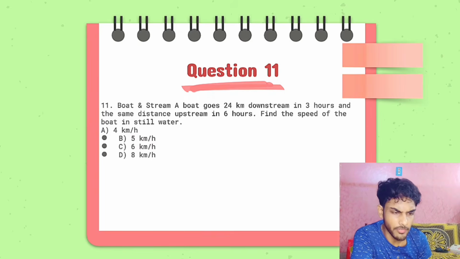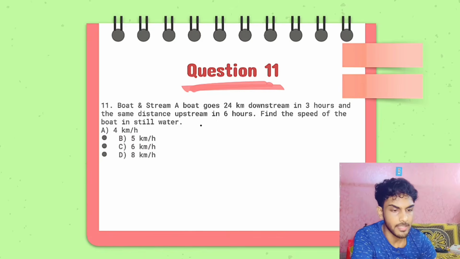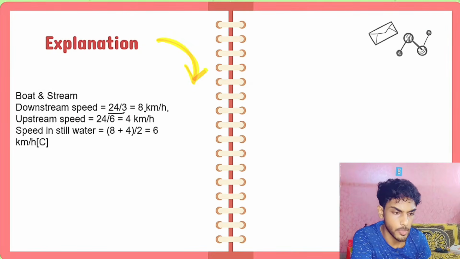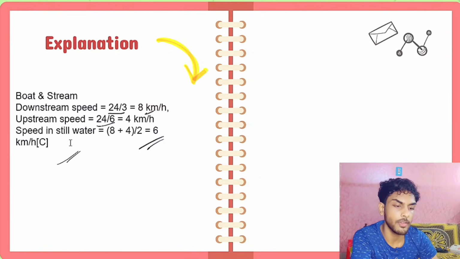I think we have already done this sort of question. Still, try this yourself. I won't be solving this. This is very simple. We've done the exact same thing. As I said, downstream speed is 24 by 3, it's 8. Upstream is this much. So the speed in still water will be 6 km per hour. I think it's just the opposite of the last question, where we found out the speed of the boat, I think. I don't exactly remember. And here we are finding out the speed in still water.